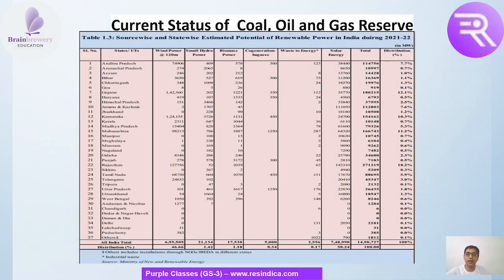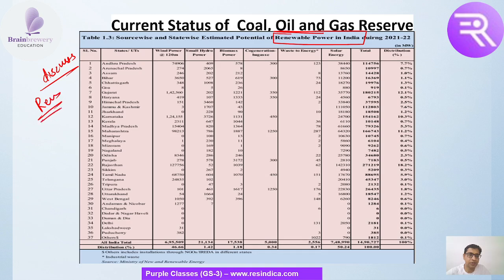Now, potential renewable power. This will be coming in our coming slides. You will be getting all these things in the coming slides, but I'll discuss this in your renewable energy slide.